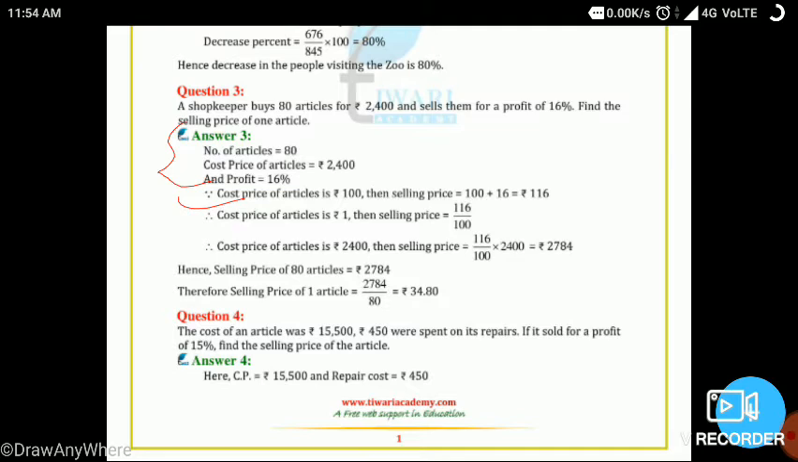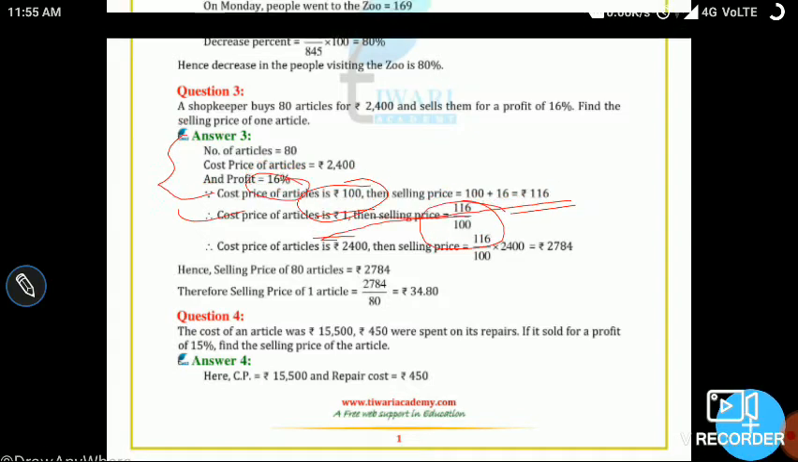if the cost price of an article is, suppose, 100, then the selling price is equal to what? So here the profit percentage is 16, so we add 16. Okay, 16% of 100 is equal to 16, so we add 16 to 100, then we will get 116. Okay, so it means if the cost price is rupees 100, then the selling price is equal to 116. So in the same way, if the cost price of an article is, suppose, rupees 1, then the selling price is equal to how much? So students, here we use the unitary method. So 116 multiplied by 1 divided by 100. Okay, so which is 116 upon 100.